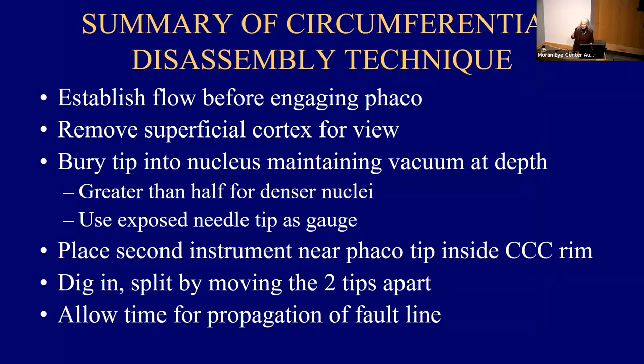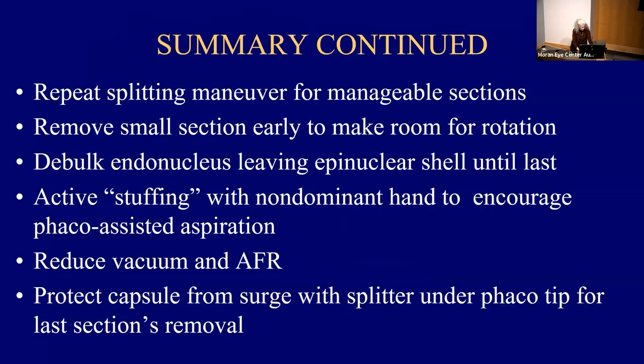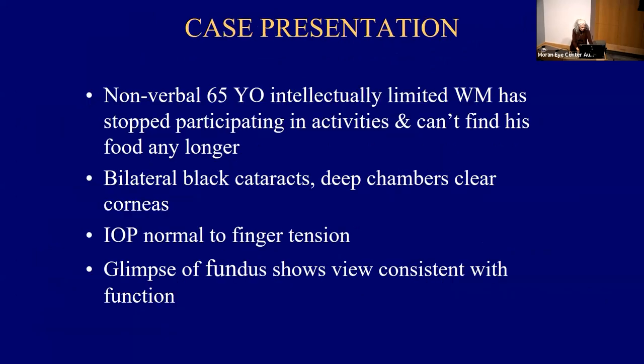You know, the concept that this is a chop, it's not really a chop. We're actually needing to propagate a fault line. And that happens really fast in your nice 2+ Goldilocks lens, but it doesn't happen fast in a brunescent lens, and so you will have to allow that fault line to happen. And we just repeat that and then reduce the vacuum in AFR, protecting the capsule from surge with the second-hand instrument.